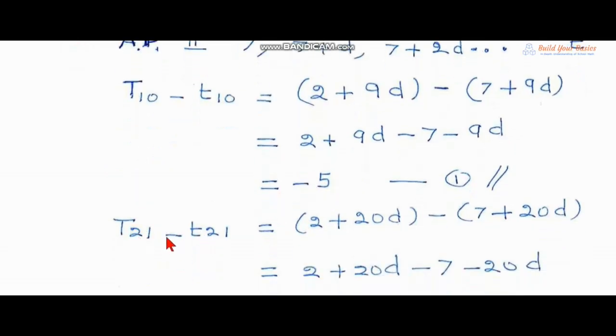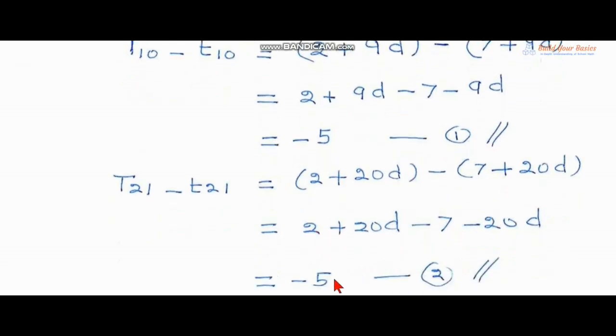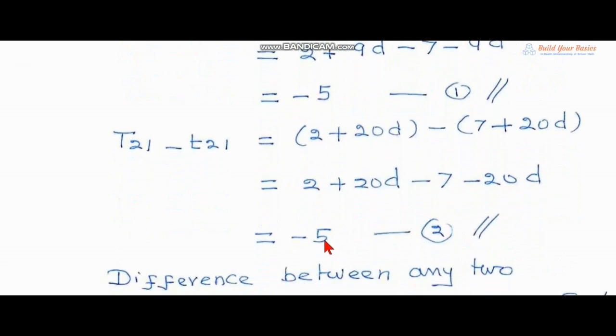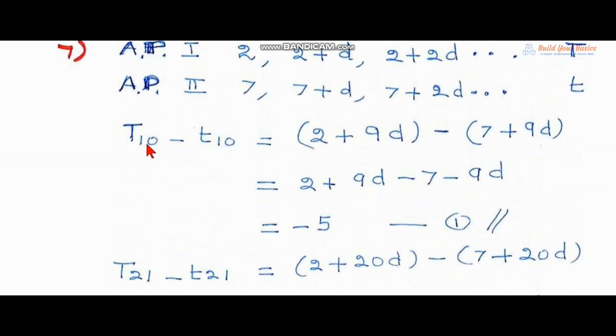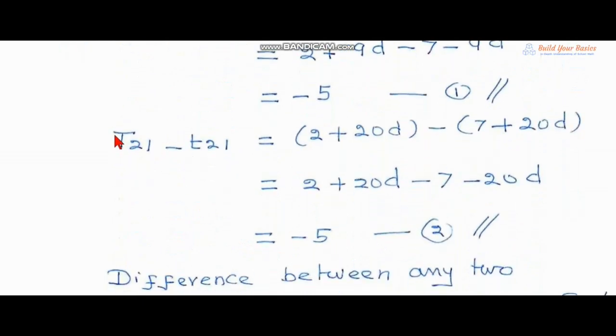Let us also find T21, capital T21 minus small t21. Capital T21 is 2 plus 20D, minus small t21, which is 7 plus 20D, because the first term is 7 here and 2 there. So 2 plus 20D minus 7 minus 20D. The 20D and minus 20D get cancelled. So 2 minus 7 is again minus 5. So we find capital T10 minus small t10 is the same as capital T21 minus small t21.